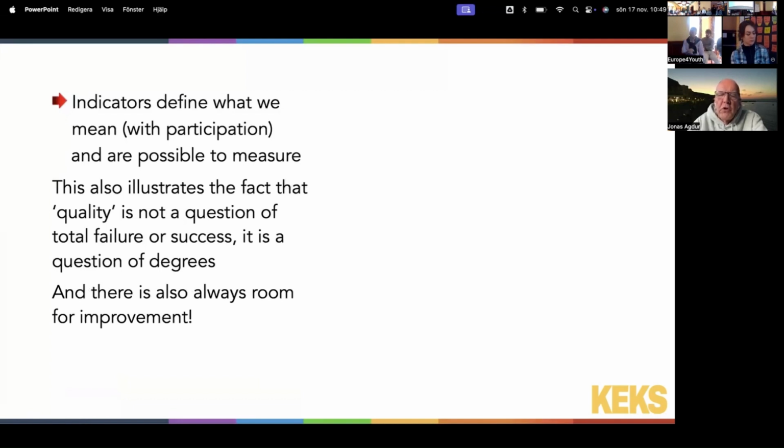So quality is not, is this qualitative or is it not? It's a question of degrees. To what degree do we meet our aims? It's not a question, do we meet our aims or not? It's a question of to what degree do we meet our aims? And indicators help us to make this clear.